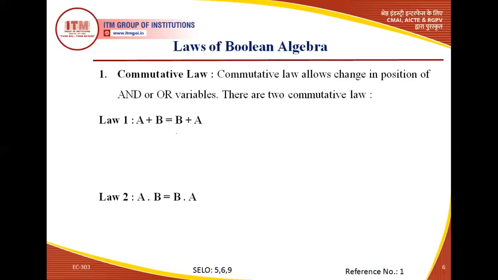So there are two commutative laws. One is A plus B equal to B plus A, or we can say A OR B is equivalent to B OR A. That means in case of OR operation, we can perform the A OR B operation first, which is equivalent to the operation of B OR A.